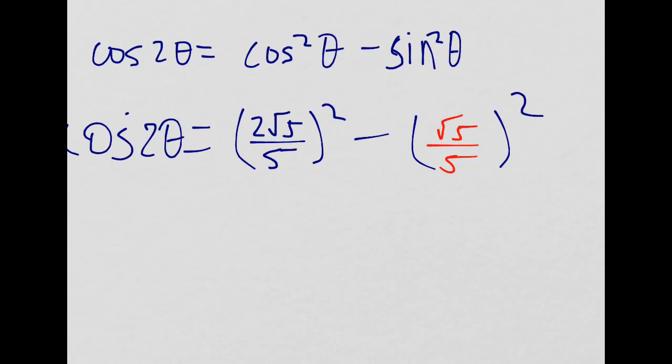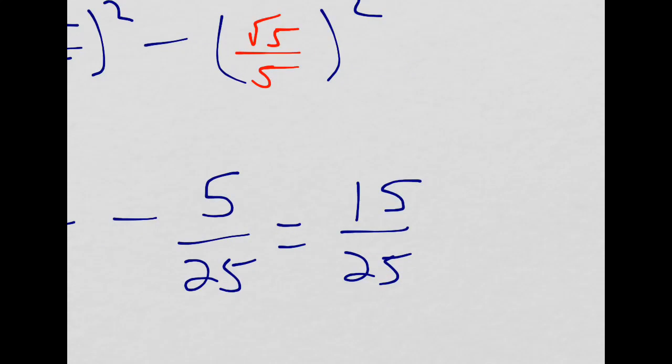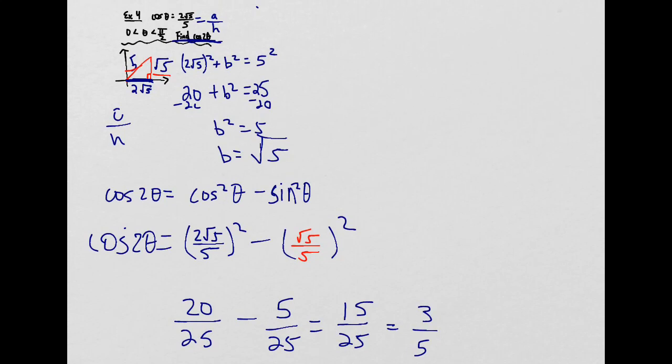So then I've got to square this and add it together, which we've already squared 2 root 5 one time, so it's 20. Then 5 squared is 25, so it's 20 over 25, minus square root of 5 times square root of 5 is 5 over 25. So that's going to be 15 over 25. If I reduce that, it's 3/5. So the answer is 3/5. Yes.